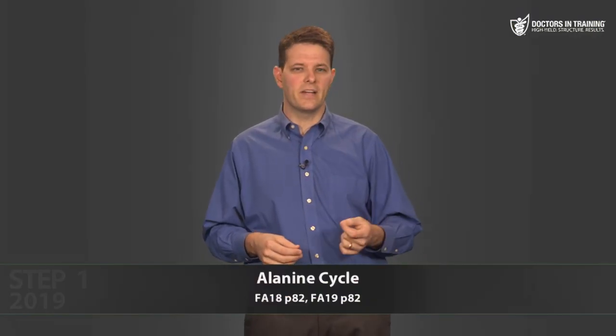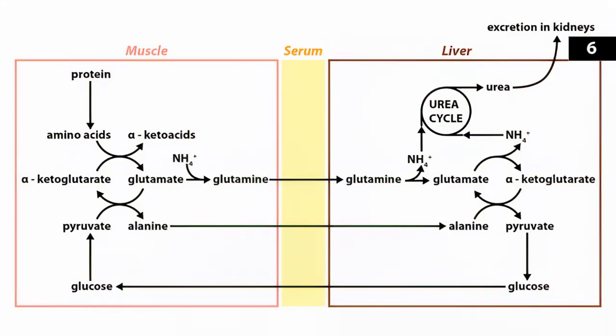And then the 4th fate of pyruvate is to convert it to the amino acid alanine. So let's look at the alanine cycle, which is similar to the Cori cycle. Just like the Cori cycle, with the alanine cycle you have the muscles making something that goes to the liver to be made into glucose. Except now you're using alanine instead of lactate.